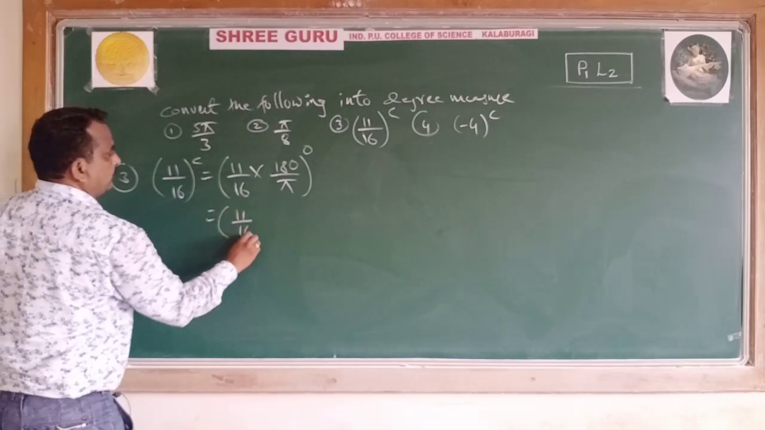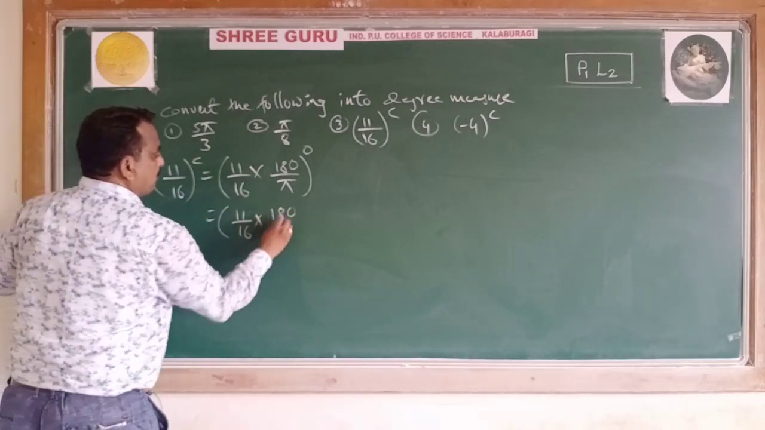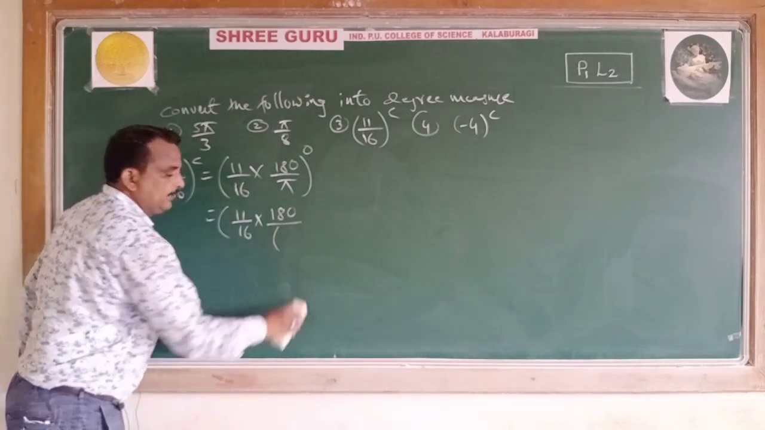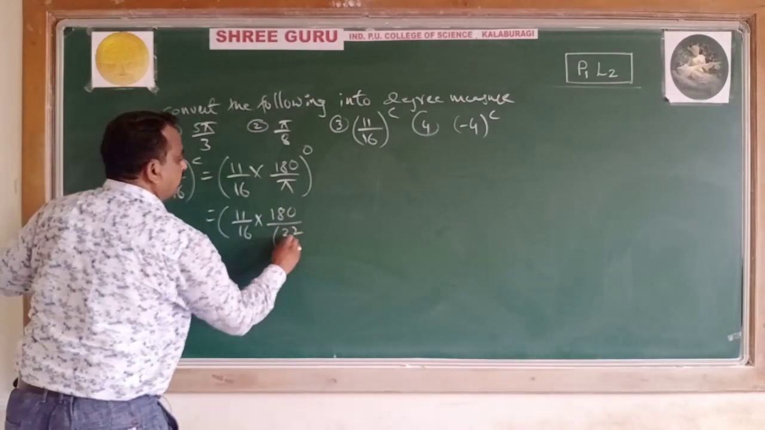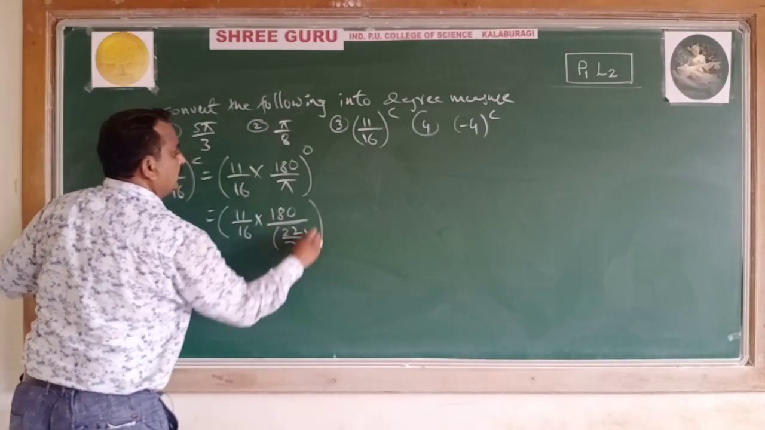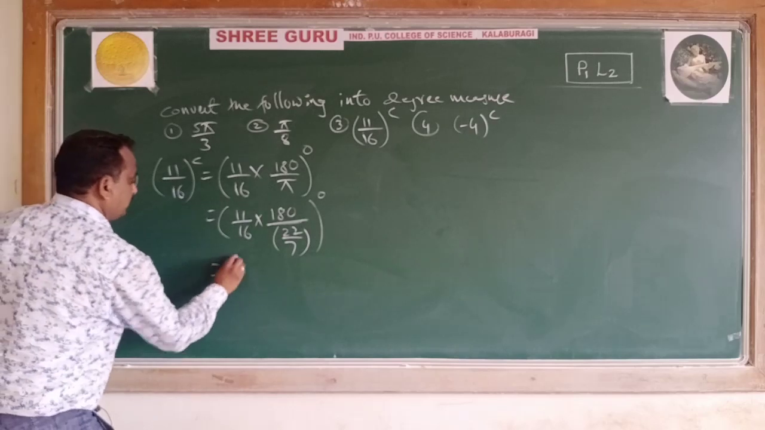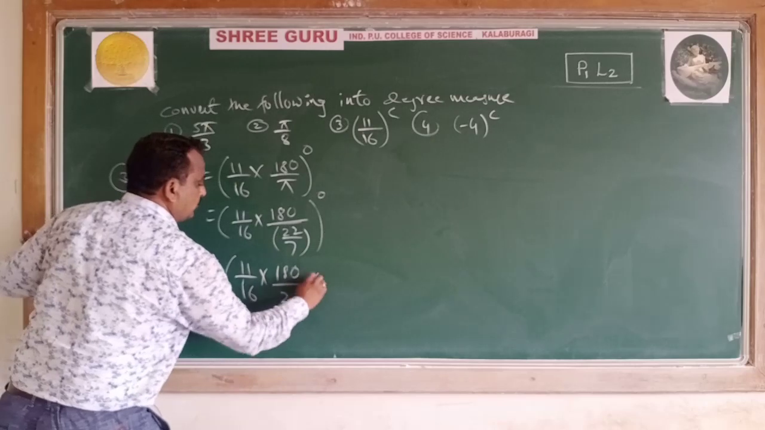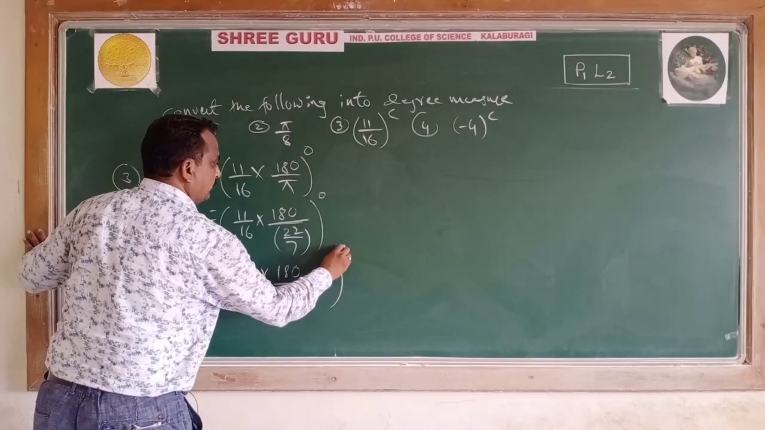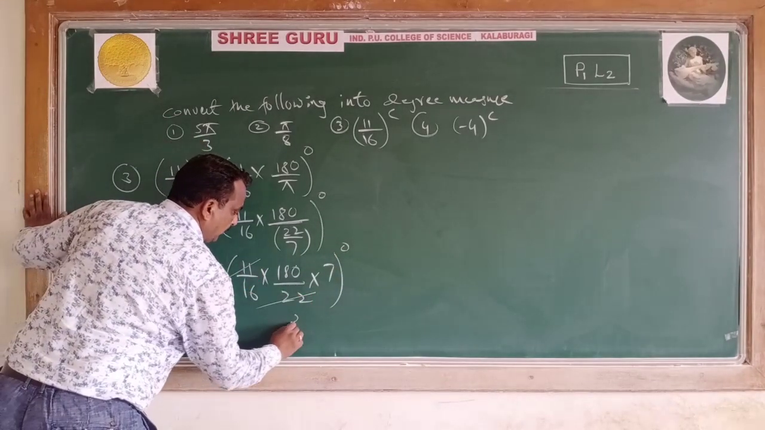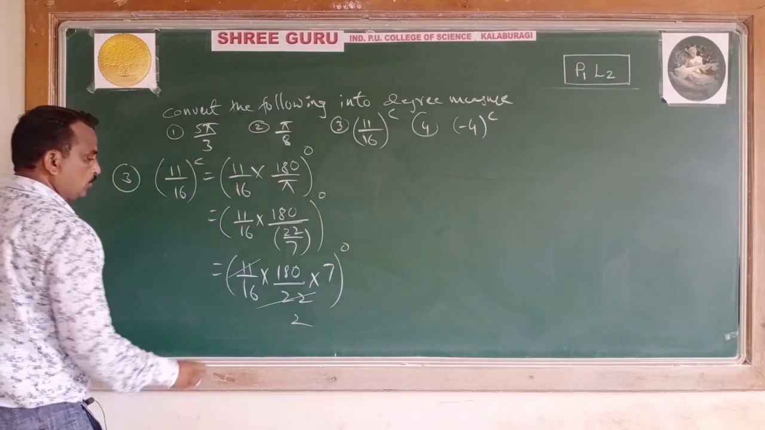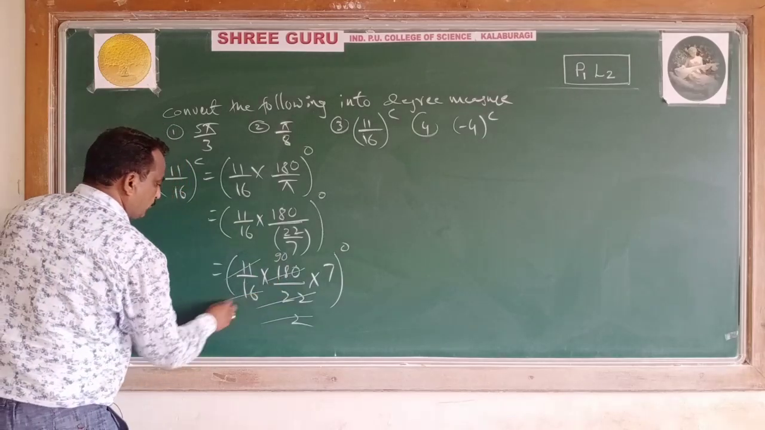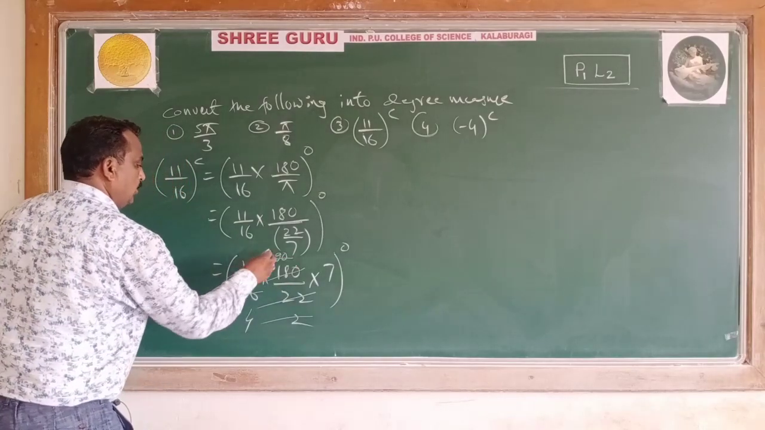See the students, 11 by 16. Pi is taken as 22 by 7. In terms of degrees, it is simplifying 180 by 22, this 7 goes to the numerator, student. Now see the simplification. 11 twos are 22, 180, again it goes.